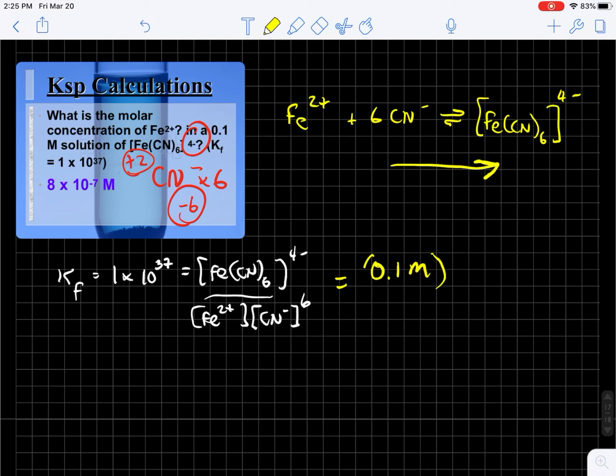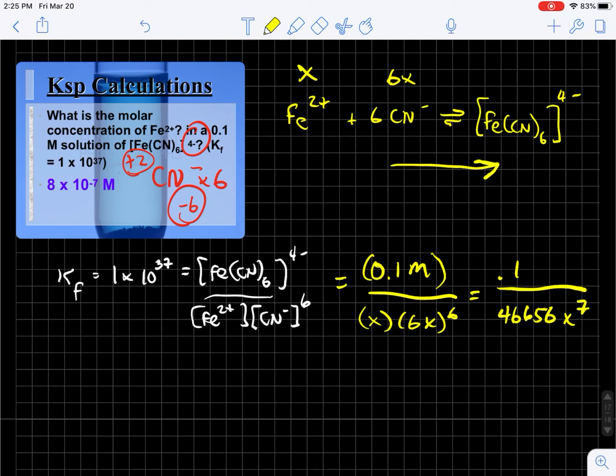So I'm going to write that in, 0.1 molar. And if iron is X, that means cyanide is 6X. So I'm going to substitute that in. X times 6X raised to the 6th. All right, what fun. So this is going to be 0.1 over, let's see, 6 raised to the 6th is 46,656. X to the 6th times X is X to the 7th. So we get 46,656 X to the 7th.